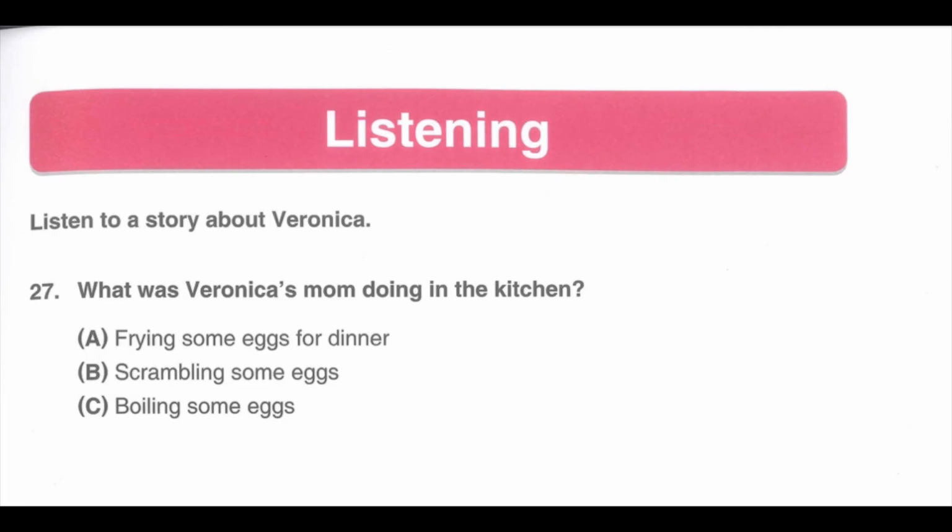Number 27. What was Veronica's mom doing in the kitchen? A. Frying some eggs for dinner. B. Scrambling some eggs. C. Boiling some eggs.